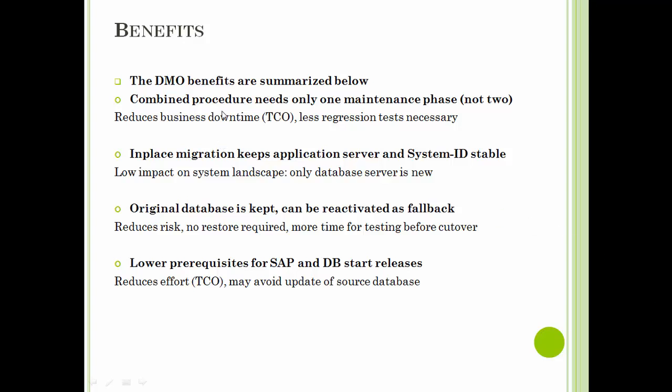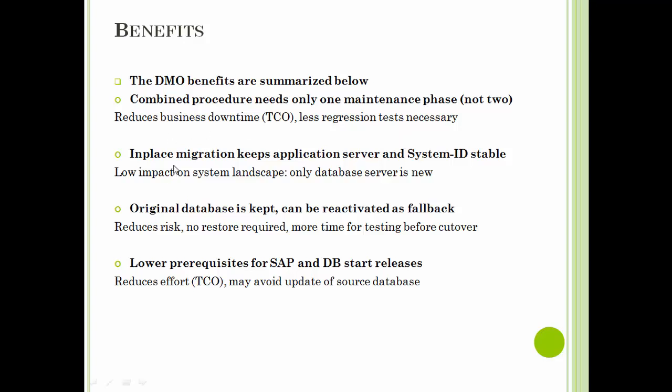So the first one is, it offers a combined procedure which needs only one maintenance phase but not two. So this points to upgrade and migration. In classical techniques, we had first upgrade then migrate. So there were two maintenance phases, but this tool combines both these phases, makes it one, which is called a one step procedure. So this reduces the business downtime as a whole. So total cost of ownership is reduced, and fewer regression tests are necessary, and less effort is necessary as a whole.